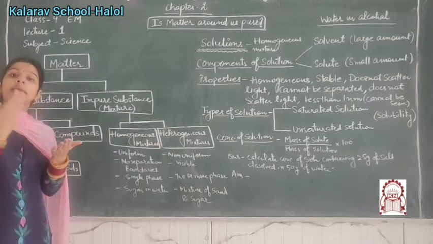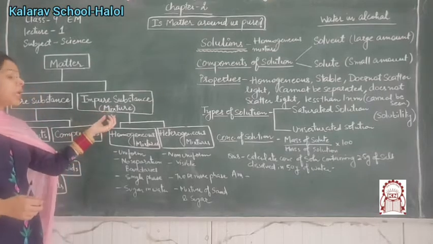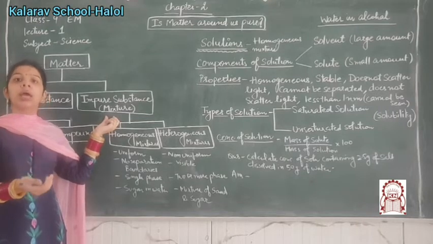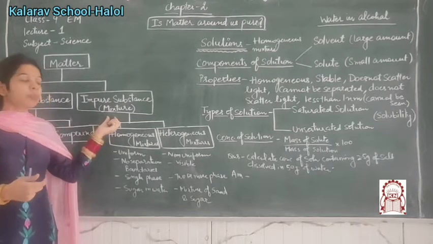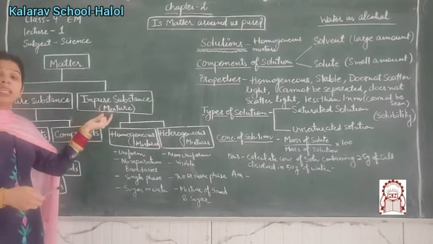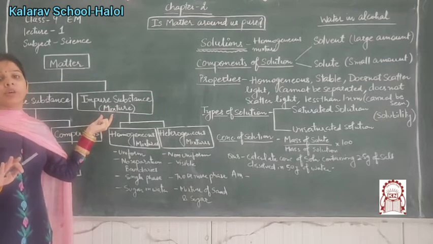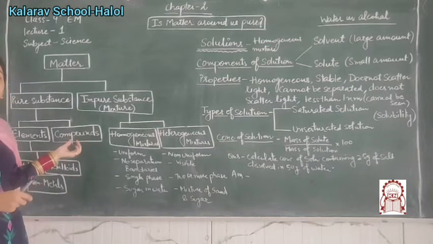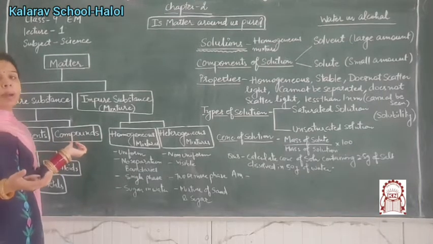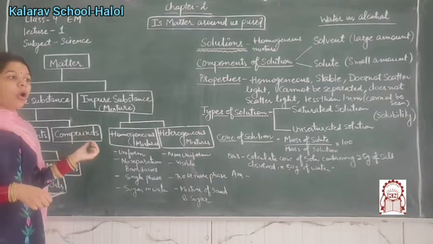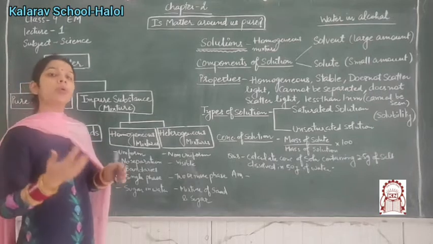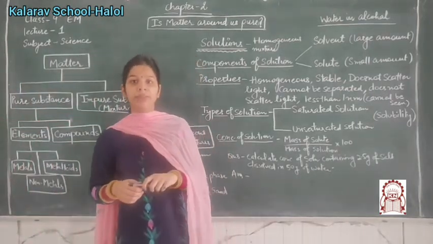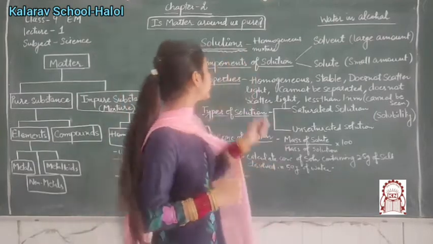Compounds can be separated into their elements by some chemical method, but a mixture can be separated into its components by some physical methods. In a mixture, there is no formation of a new compound, it's just mixing. But in a compound, there is formation of a new compound. You have to understand these different types of differences, as I will give you the questions in a PDF file.